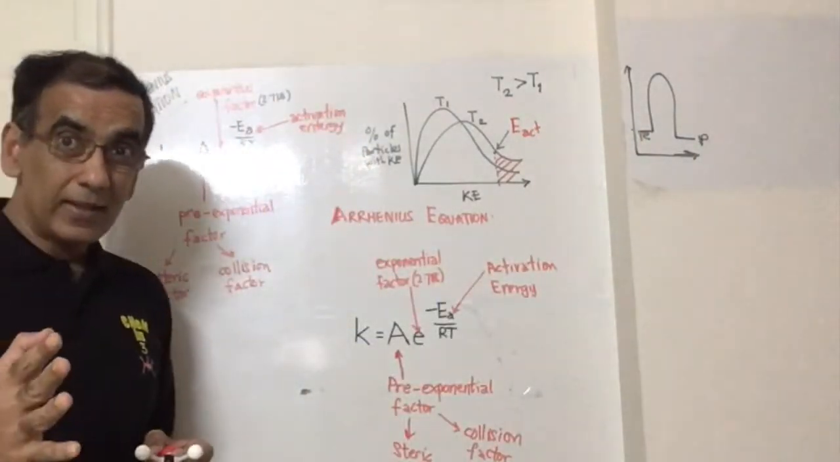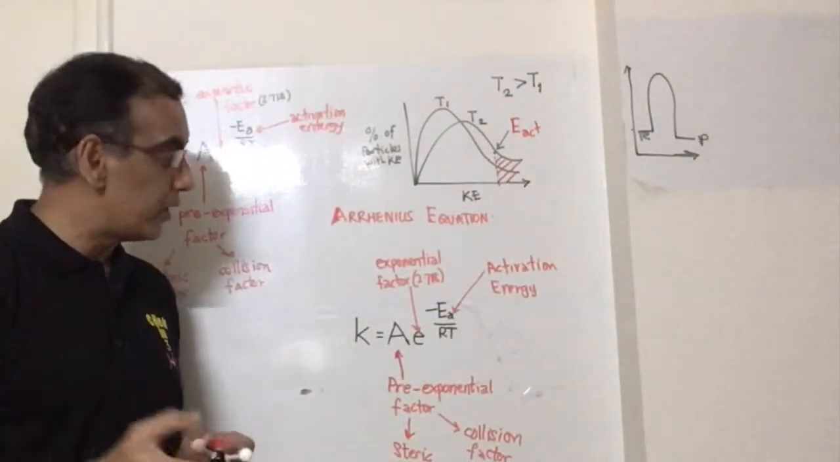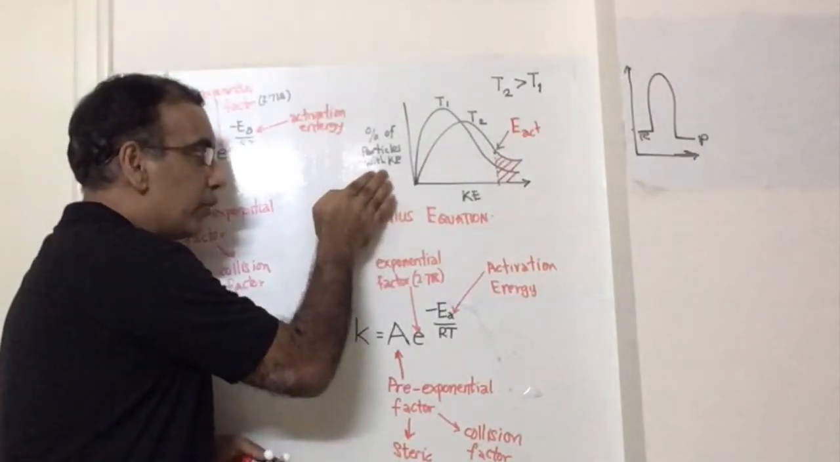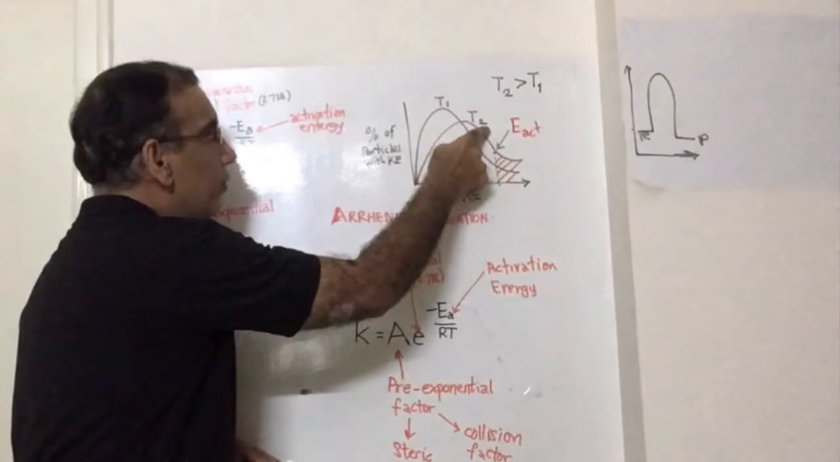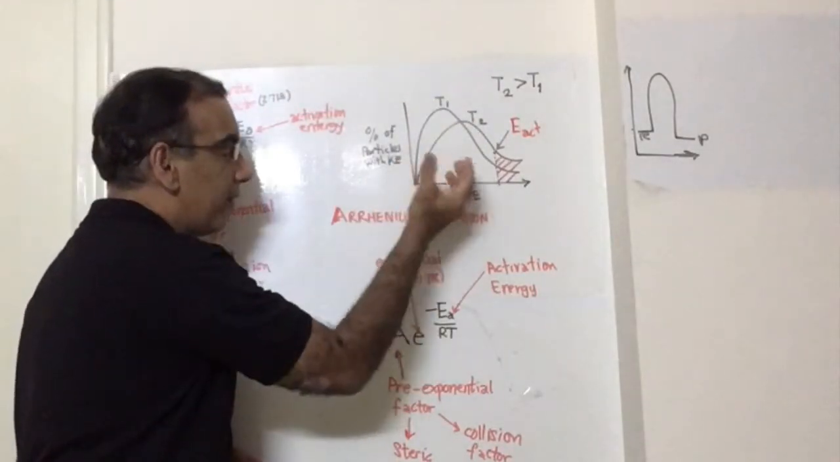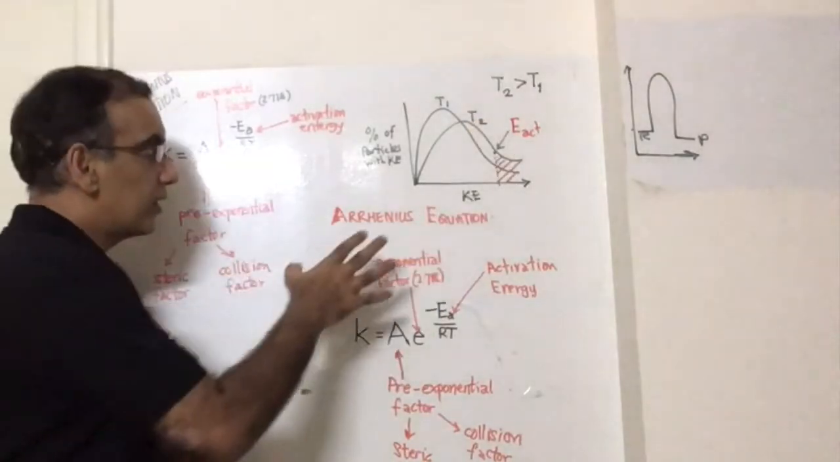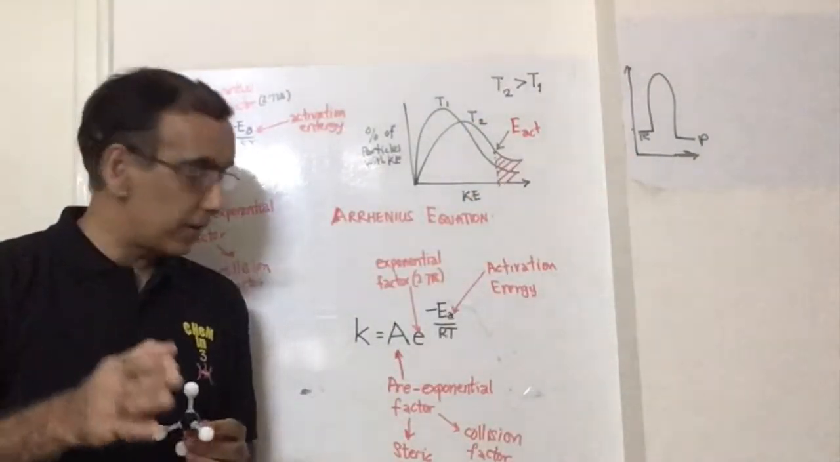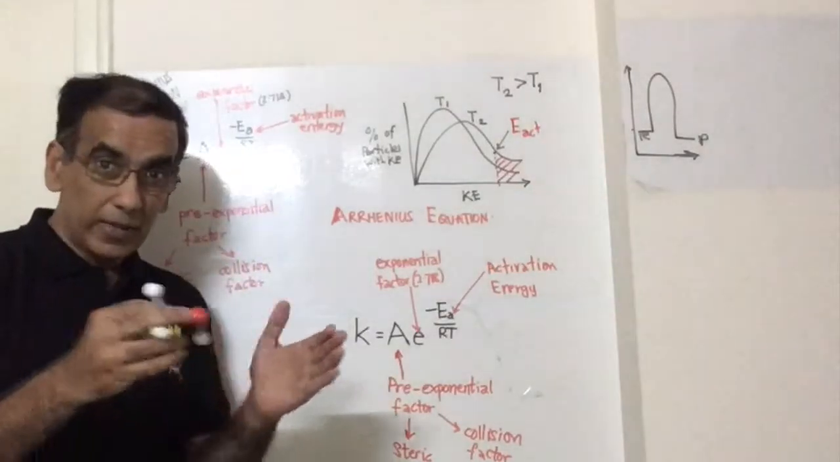And one way to increase this amount of energy is to increase the temperature. Recall from the Boltzmann distribution curve, where you have T2 being higher than T1, there are more particles that have the kinetic energy to cross this activation energy barrier. Temperature is one factor that affects whether or not a reaction can occur.